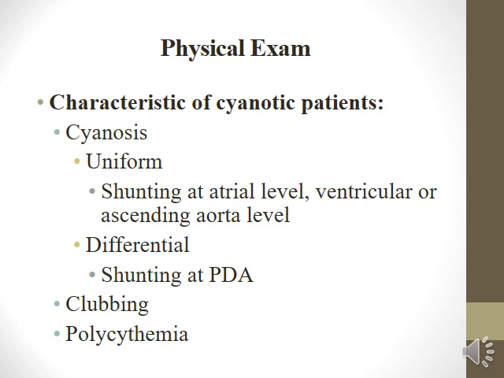Physical examination characteristics of cyanotic patients. There is cyanosis. There may be central cyanosis. Lips and tongue are blue, and hands and feet are blue. It is uniform. Shunting occurs at the arterial level, ventricular level, or ascending aortic level by PDA. And differential cyanosis is shunting at the level of PDA.